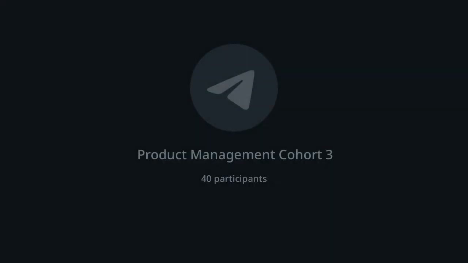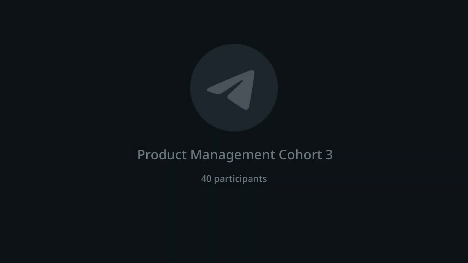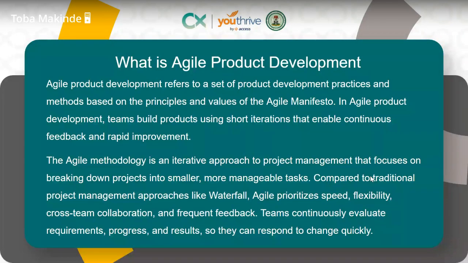So what is Agile Product Development? Agile Product Development refers to a set of product development practices and methods based on the principles and values of the Agile Manifesto. There's something we call the Agile Manifesto, and we're going to look into what that is. Agile product development teams build products using short iterations that enable continuous feedback and rapid improvement. And this short iteration is what we call a sprint. The whole idea of Agile is that you are able to build a particular section, some portion of what you're trying to build, in short iterations.